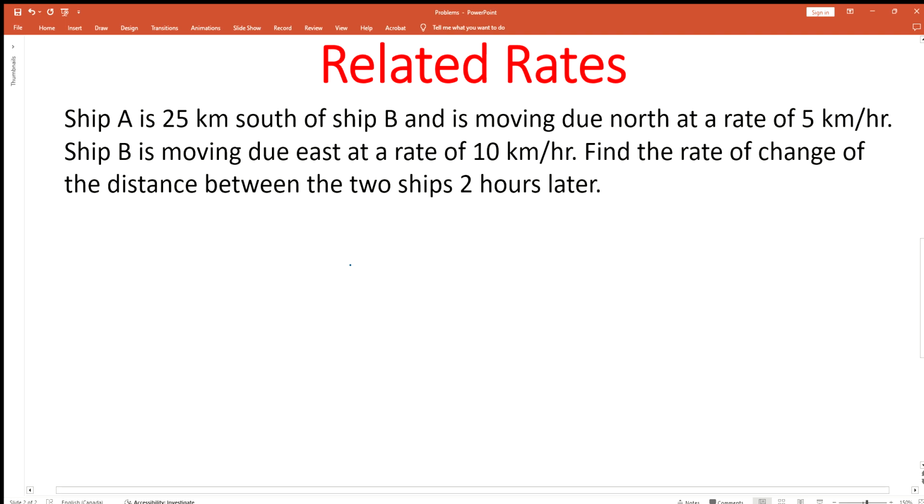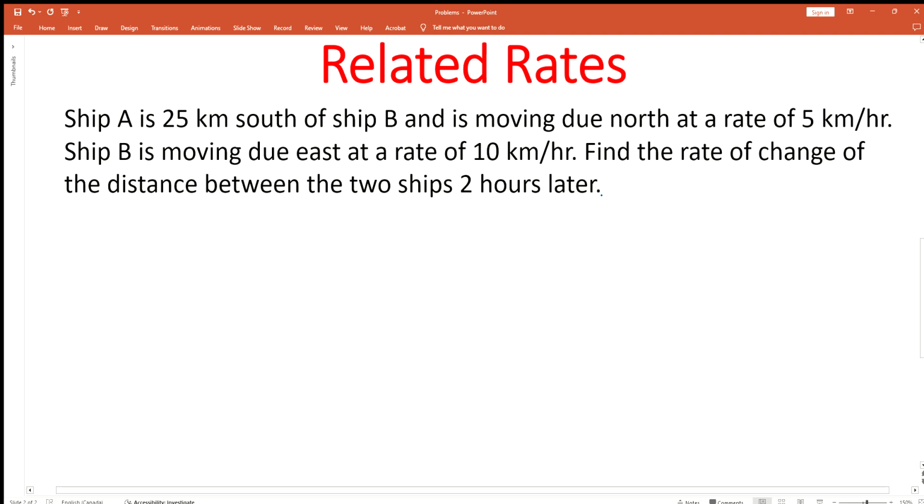In this video, we'll solve a related rates word problem. As per the problem, ship A is 25 kilometers south of ship B and is moving due north at a rate of 5 kilometers per hour. Ship B is moving due east at a rate of 10 kilometers per hour. Find the rate of change of the distance between the two ships 2 hours later.